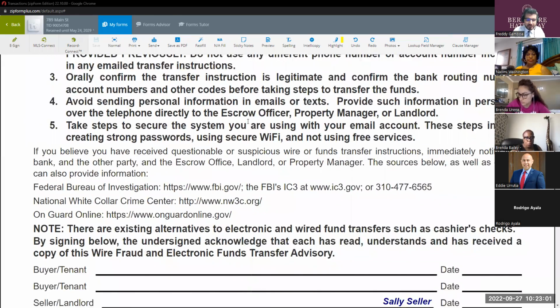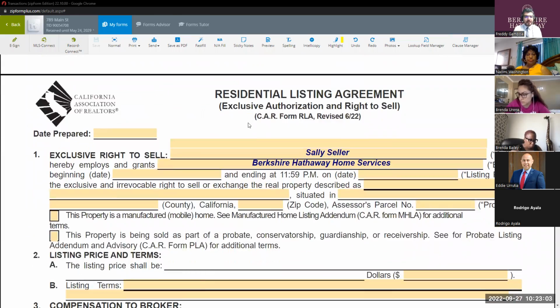Okay, let's continue. This is your money maker contract. When it comes to listing agreements, keep in mind that this is a contract that you're going to create with a seller. Again, it could be single family residence, multi-unit properties, commercial, vacant land, probate, trust, manufactured home, whatever that is. This is a way to get paid.